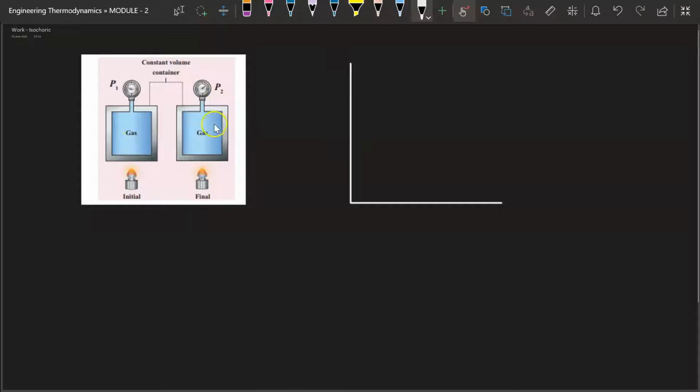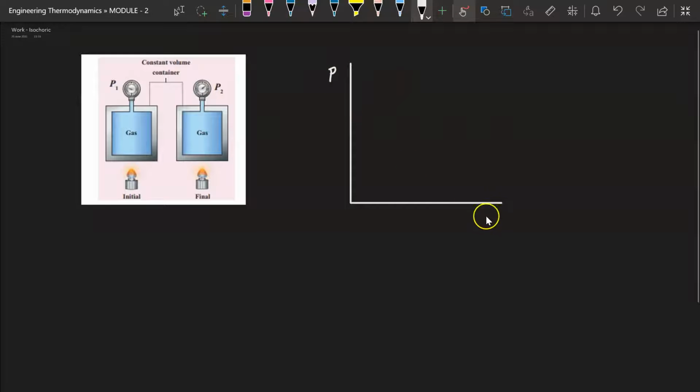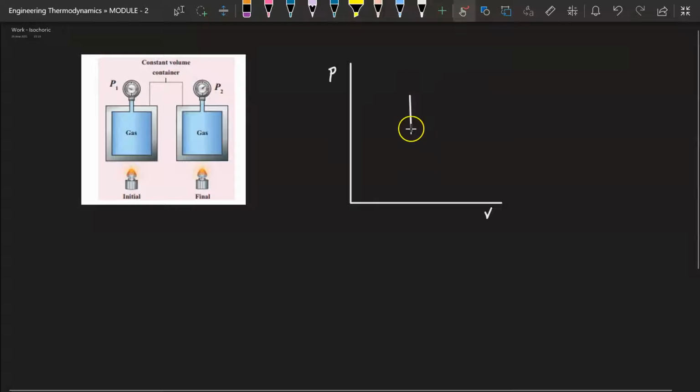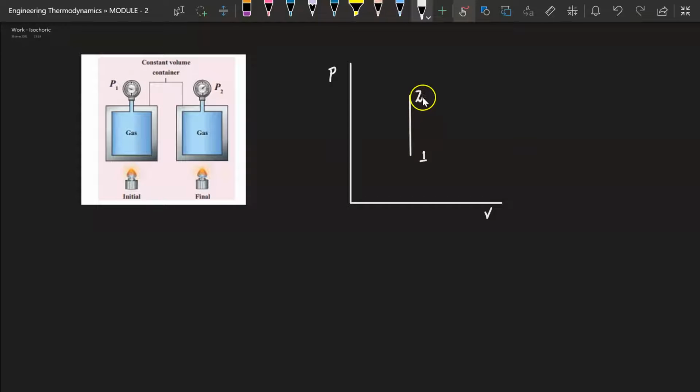So when it reaches state 2, you can see that the volume remains constant, but the pressure is at a much higher value, because as the gas cannot expand, it will actually increase the pressure in its own way. Now if I take a PV diagram, a constant volume can be represented by a vertical line, say 1 to 2. So you can see that here V1 will be equal to V2.